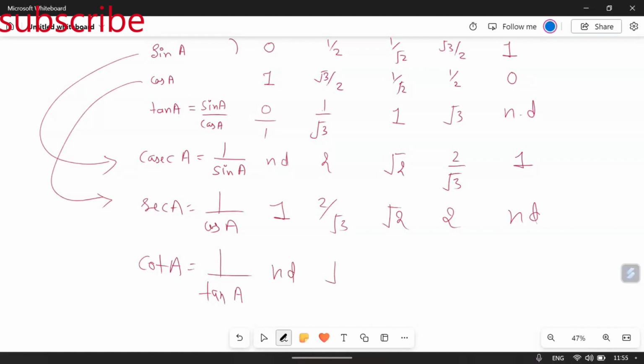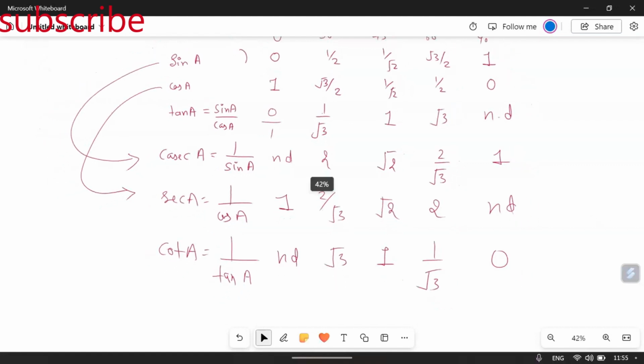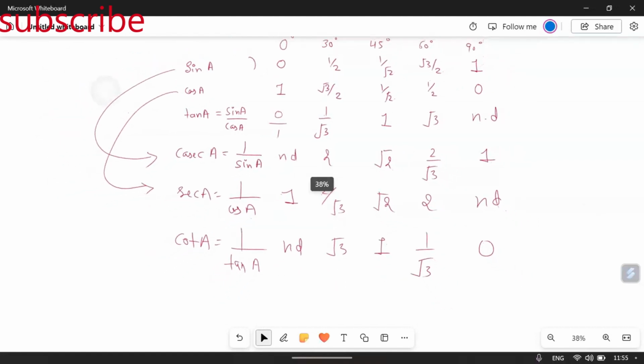1 upon root 3, reciprocal of this is root 3. 1 upon 1, reciprocal is 1. Root 3 upon 1, the reciprocal will be 1 by root 3, and not defined. So this is your table. I hope you understand this very well. Take a screenshot if you want.